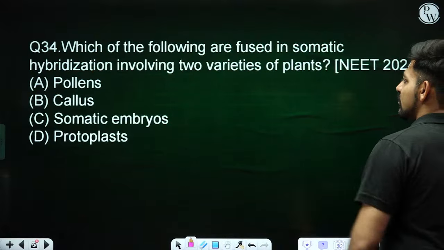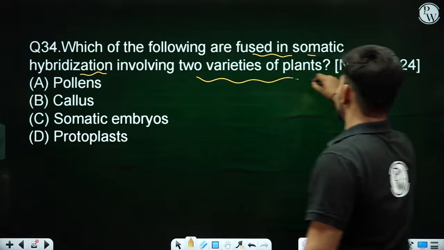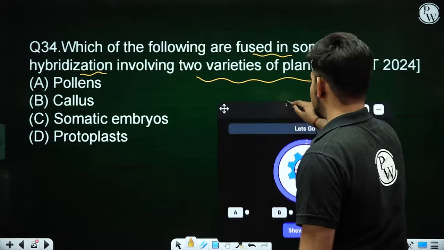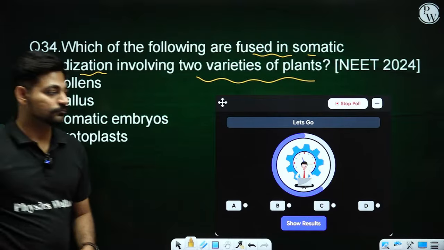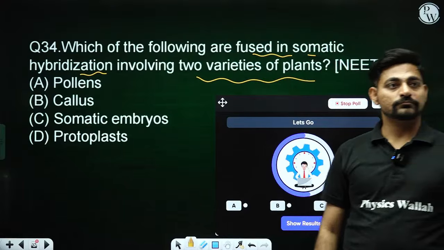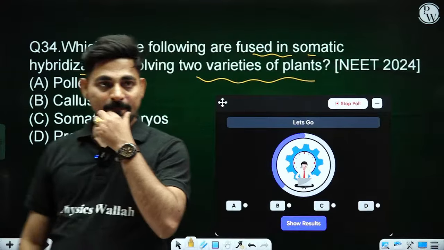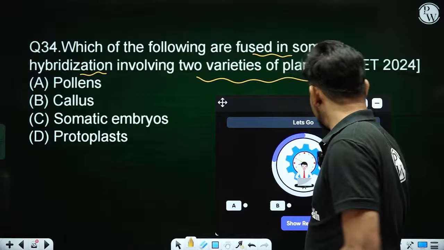Next, question 34. Which of the following are fused in somatic hybridization involving two varieties of plants: pollens, callus, somatic embryos or protoplast? Now this is an easy question. Okay, I'm expecting a correct answer for this particular question.